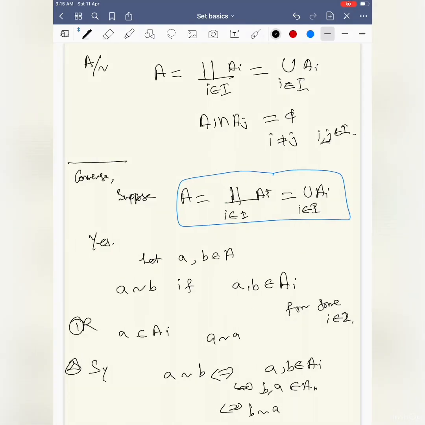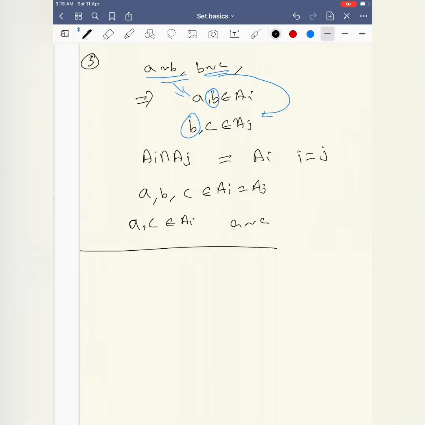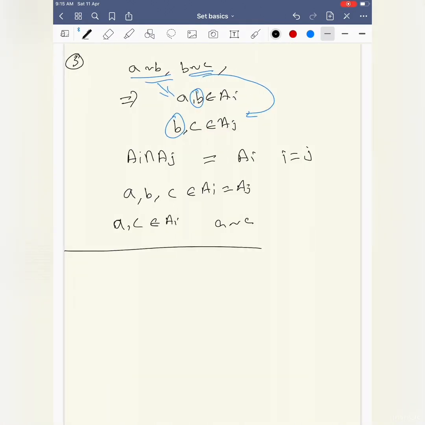So from here you can say that whenever you have an equivalence relation, we can split, and whenever you have a partition, you can get an equivalence relation, and this is very important. So finally, how to compare with these functions? Okay, this is very important.